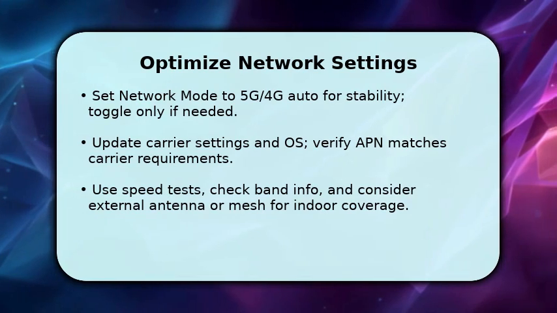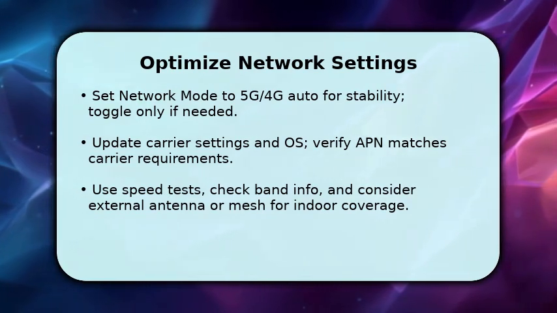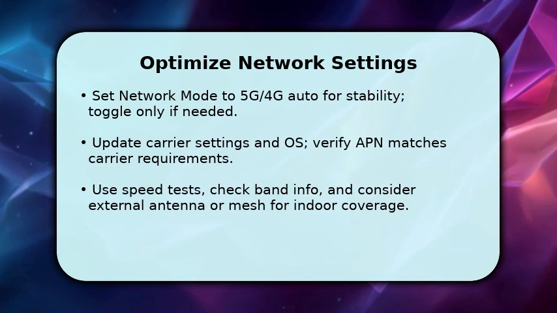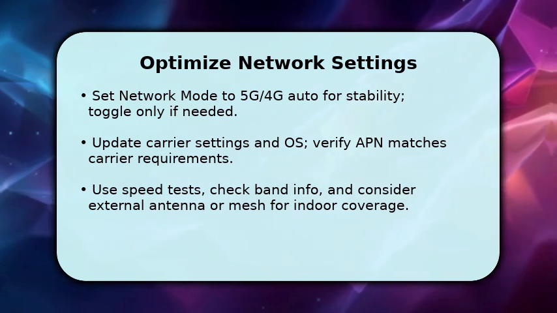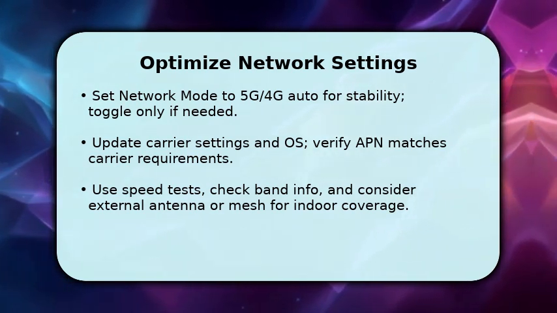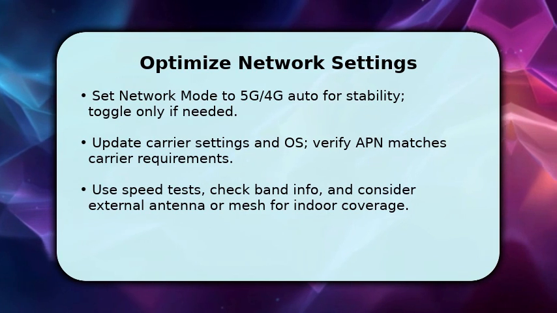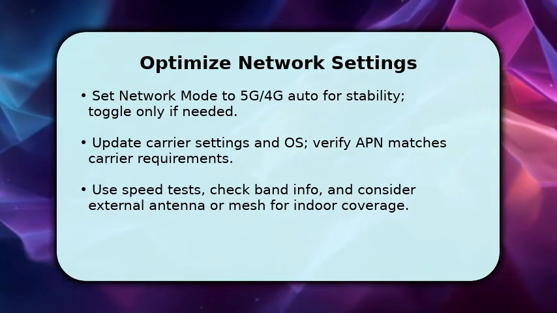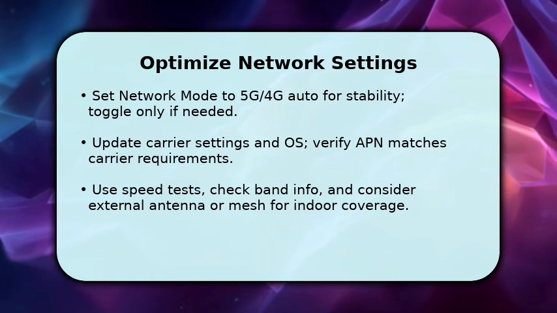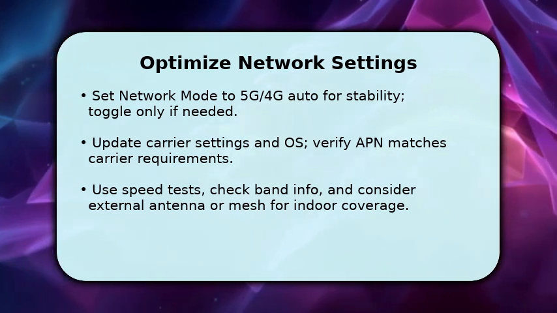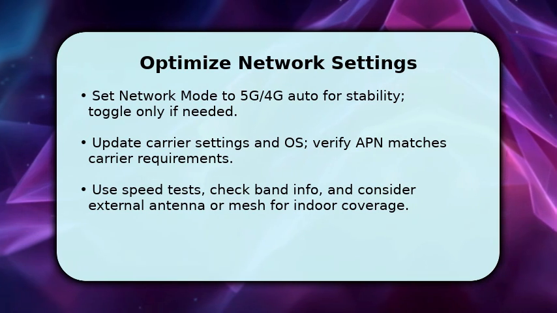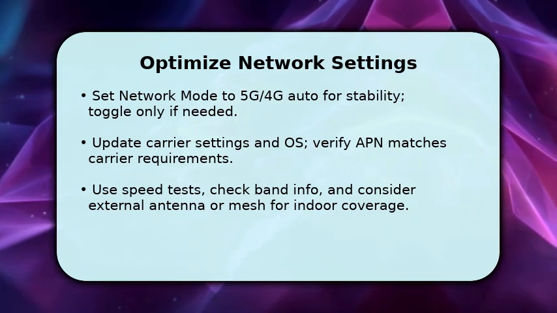Once the basics are live, optimize the mid-stage configuration for consistent performance. Update your device OS and carrier settings to ensure compatibility with network slices and new bands. Make sure the APN matches carrier documentation so data routes correctly. Switch network mode to 5G/4G auto to let the phone balance speed and battery life.